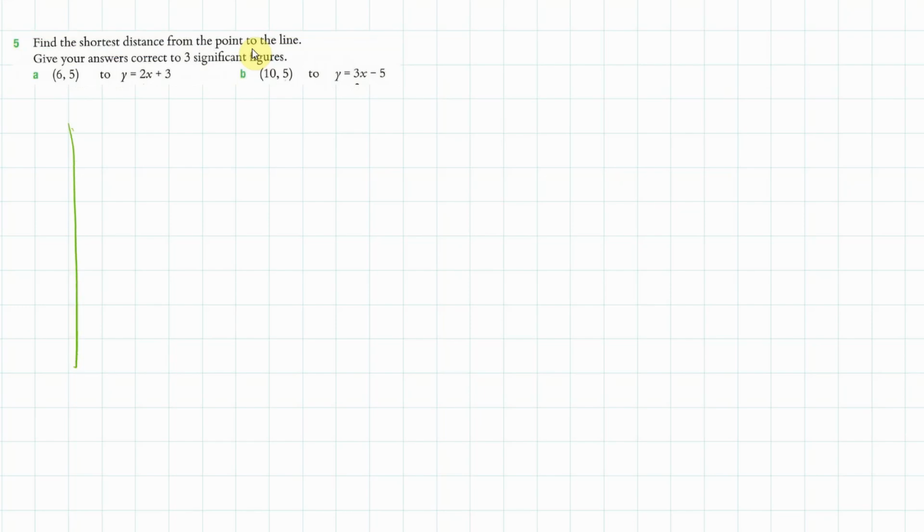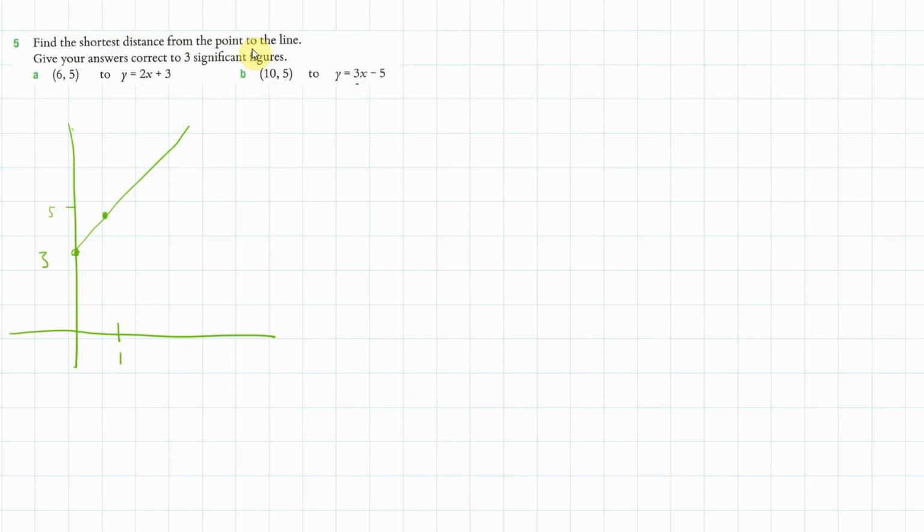Now, let's have a look at 5a here. So we've got a line, y equals 2x plus 3. Let's just have a quick think about what that looks like. It crosses here at 3, and then it's got a gradient of 2, sorry. So at 1 here, it's going to be 5, so it'll be up at 5.